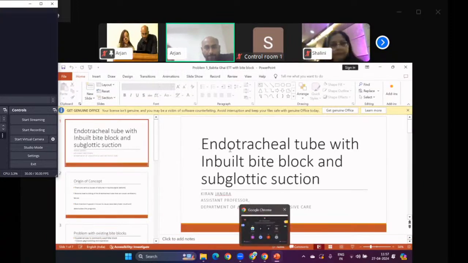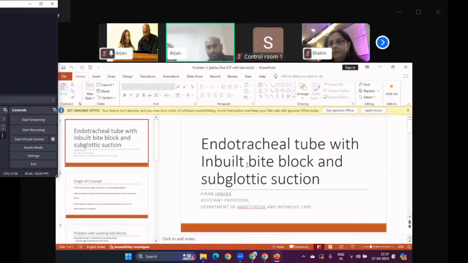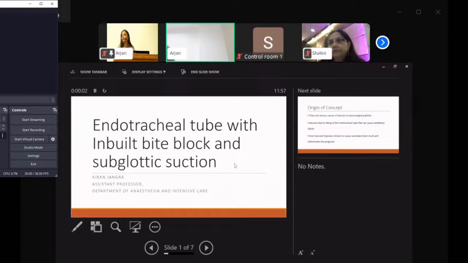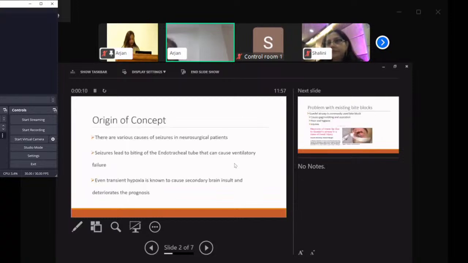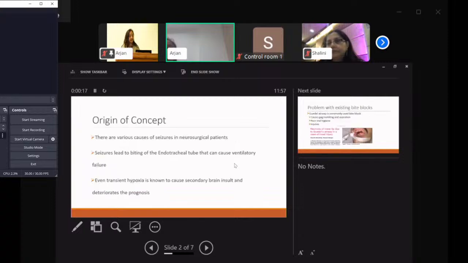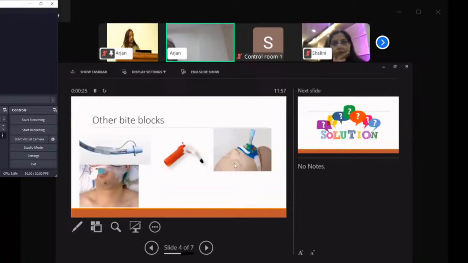She is a neuroanesthesiologist. She is trained in neuroanesthesia. She has come up with the problem of an endotracheal tube with an inbuilt bite block and subglottic suctioning. In neuroanesthesia, patients are posted for very long hours. The procedure goes on for at least 10 to 12 hours most of the time. And the trachea is kept intubated in the postoperative period for some time also, maybe 2 to 3 days, and patients are kept on a ventilator. So we need to keep the endotracheal tube for a longer time.